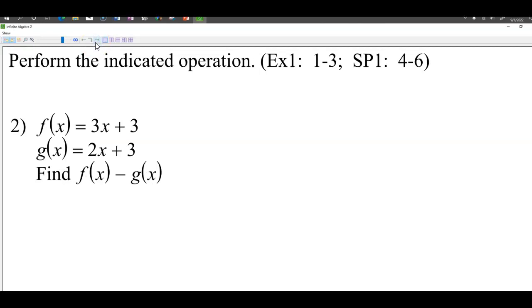So let's write down this problem. I'll wait for you. The first step is still the same. So Sophia, what am I going to write first? Go ahead, Amaya. What's up? Yeah, so we're going to start by writing this piece first, okay? F of x minus g of x. All right, so what am I going to write next?